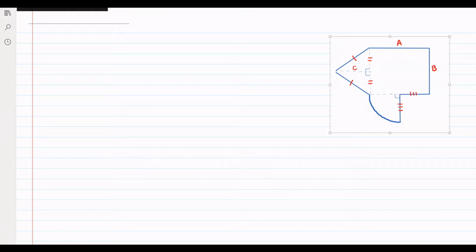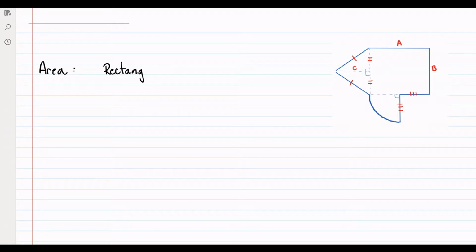Okay, so here's my shape, and maybe we'll start with the area first. I see 3 different shapes here: the rectangle, the quarter of a circle, and the triangle. If I'm looking for the area, let's do the rectangle first. The area of that rectangle is just going to be A times B, its length times width.